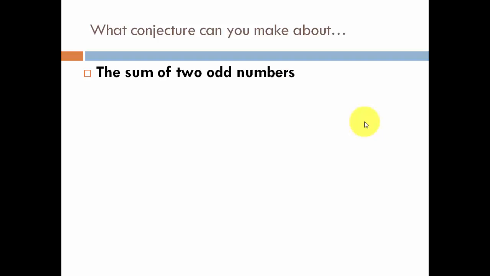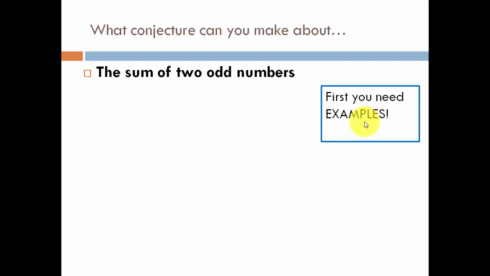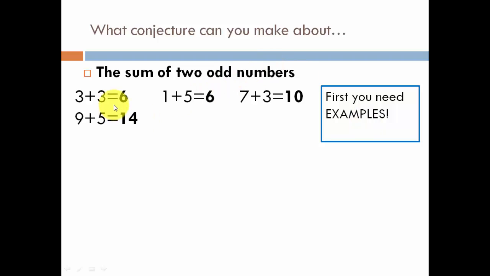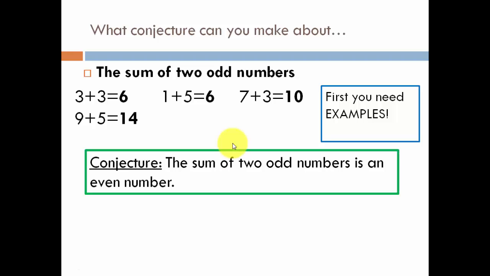What conjecture can you make about the sum of 2 odd numbers? So remember, in inductive reasoning, you need to look at specific examples. If specific examples are not given to you, you need to write your own examples. So let's go ahead and add together some odd numbers. 3 plus 3 is 6, 9 plus 5 is 14, 1 plus 5 is 6, and 7 plus 3 is 10. Do you guys notice any similarity between all of these different sums? Well, one conjecture that you can make is that the sum of 2 odd numbers is an even number. Notice that no matter what 2 odd numbers you add together, you will always get an even number.